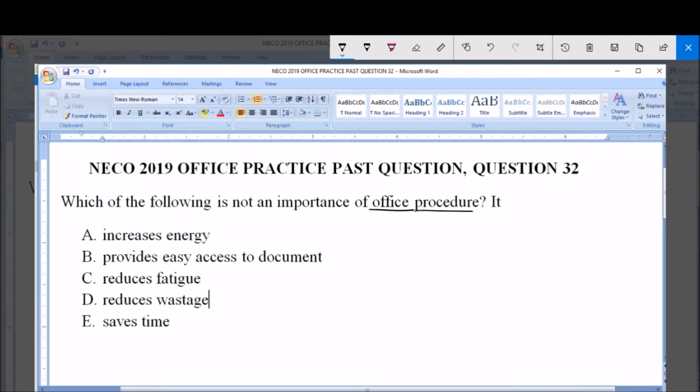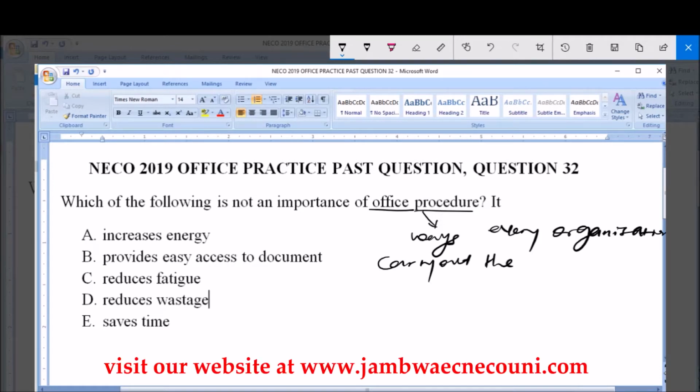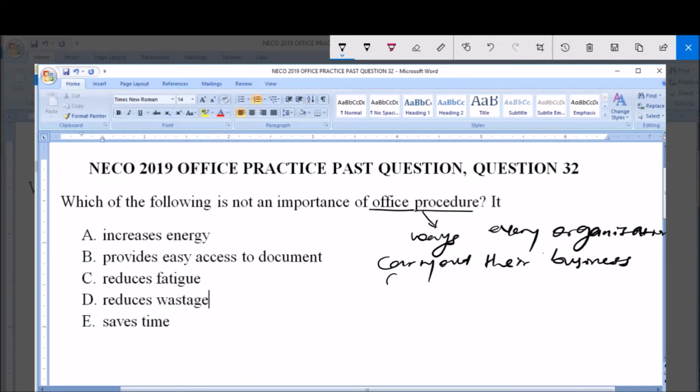Now, what is office procedure? Office procedure simply refers to the ways every organization carries out their business activities. It simply refers to what every organization does, how they do it, when they do it, and how they do these things. And that is office procedure. And this office procedure has several importance. It's very important in an organization.